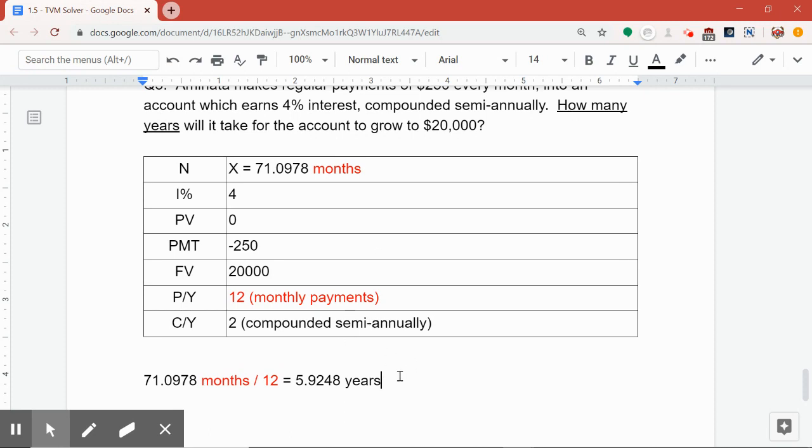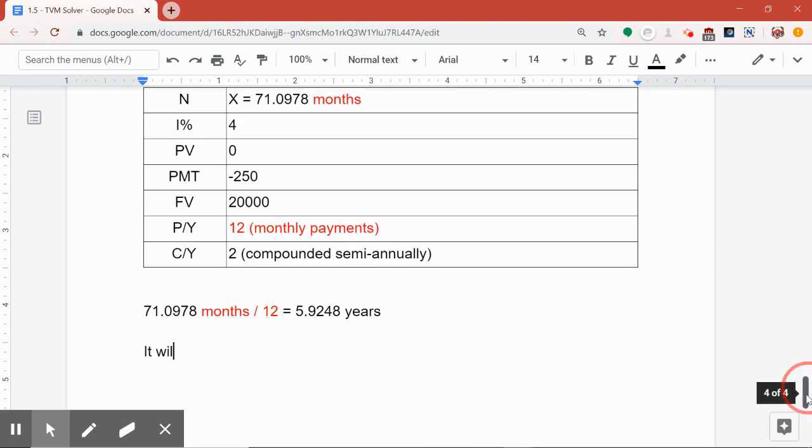Well, it will have occurred by the end of year 6. So it will take 6 years for the account to grow to $20,000. And that is with those regular $250 monthly payments. Okay, that's an overview of using the payment feature in TVM Solver.